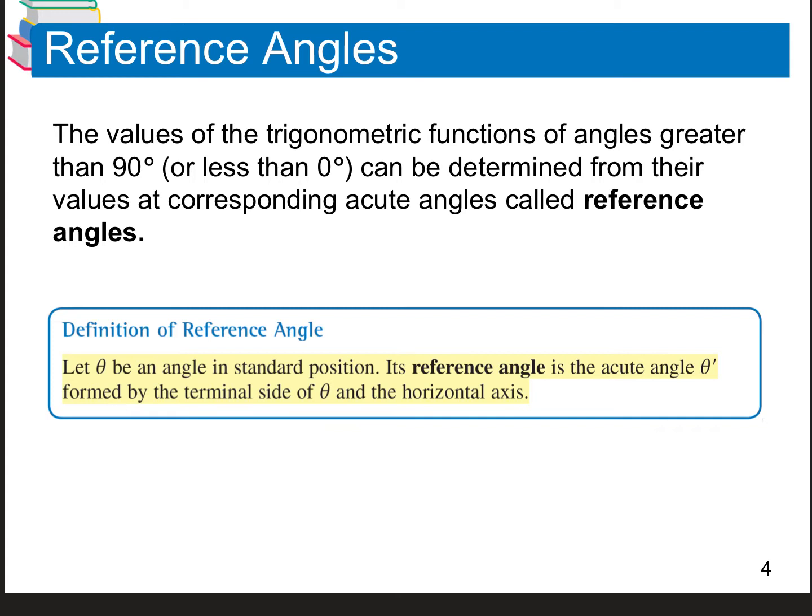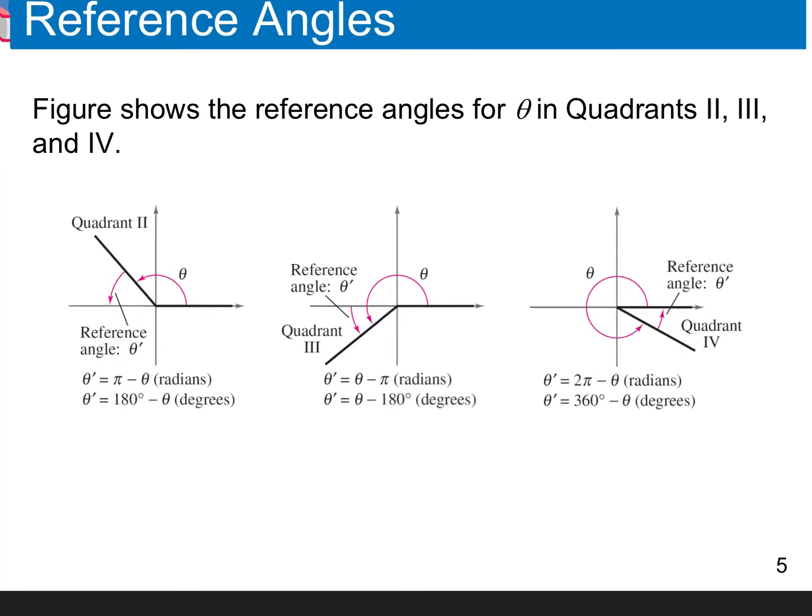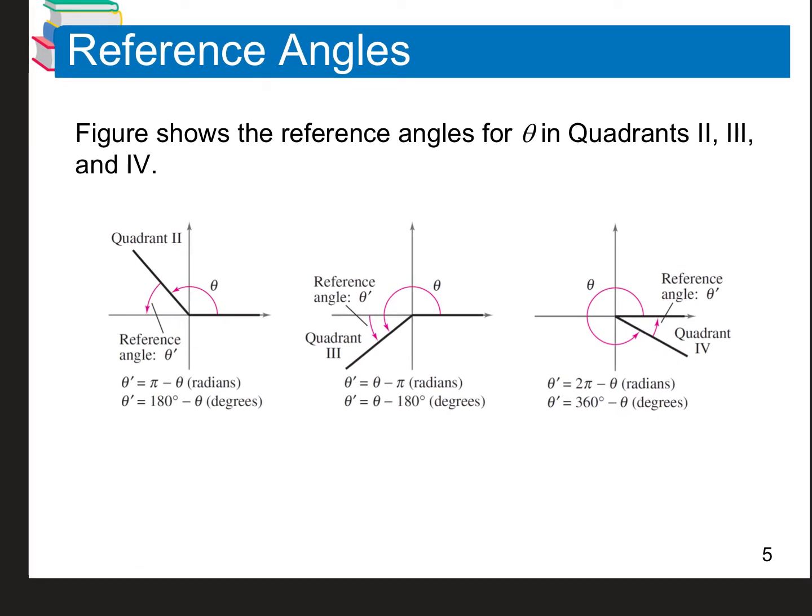A reference angle is an angle. Look, it's noted like this. Little theta prime, and it's formed by the terminal side of theta and the horizontal axis. Let me show you what this means. Do you guys see right here this angle? This that I have in green. It's in the second quadrant, right? It's bigger than what? 90 degrees. So your reference angle would be drawn from the terminal side, which is right here, down to the x-axis. So do you see this little angle that's right here? This is what's called your reference angle.